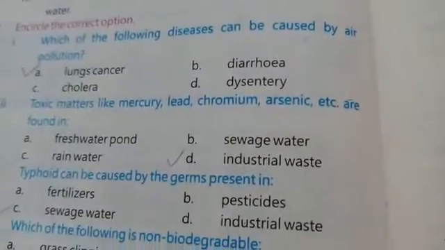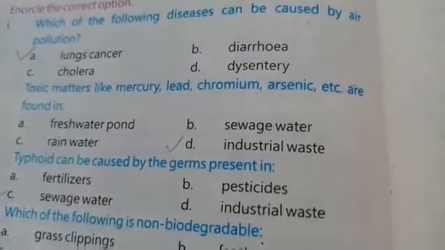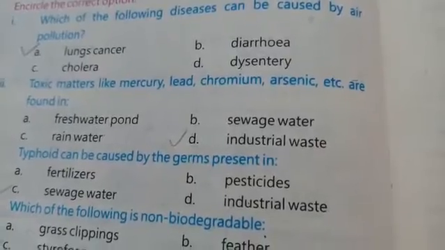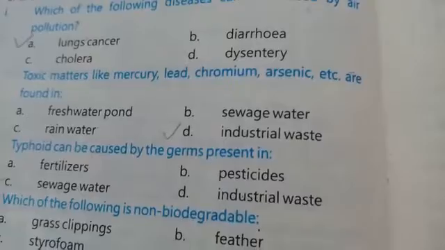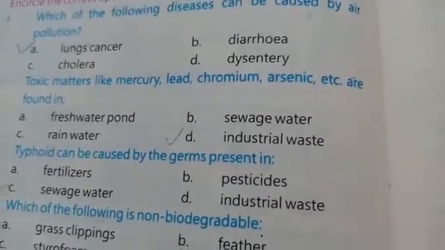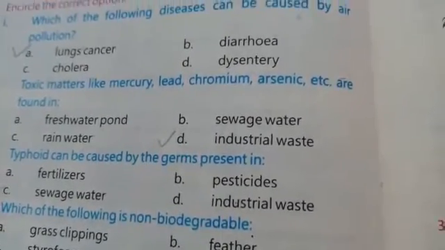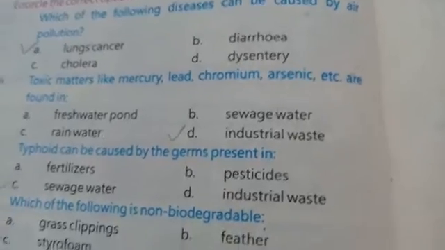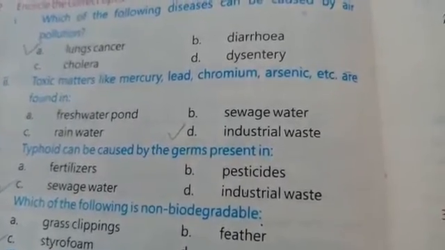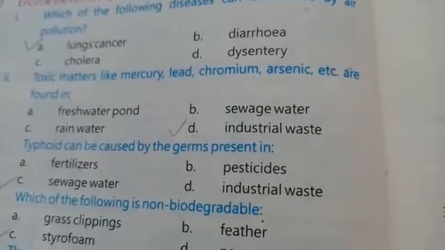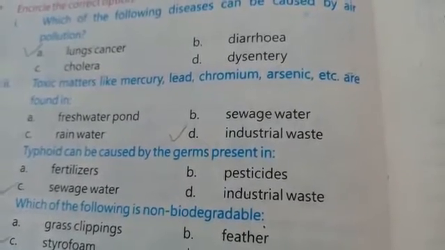Toxic matters like mercury, lead, chromium, arsenic, etc. are found in freshwater pond, sewage water, rainwater, industrial waste. Its correct option is industrial waste. Typhoid can be caused by the germs present in fertilizers, pesticides, sewage water or industrial waste. Its correct option is sewage water.